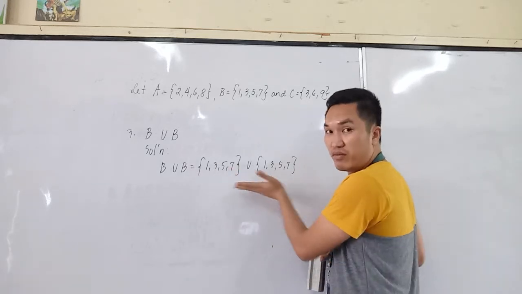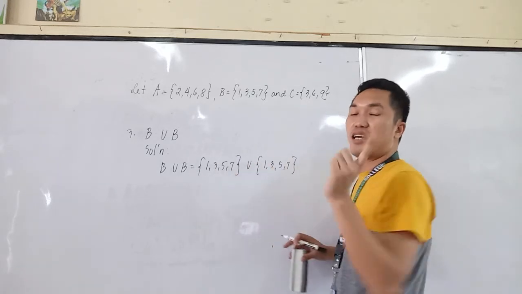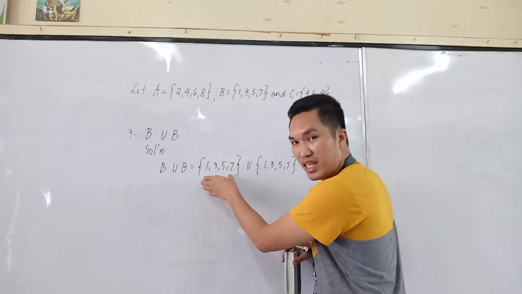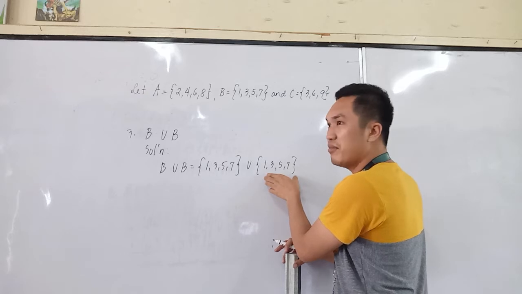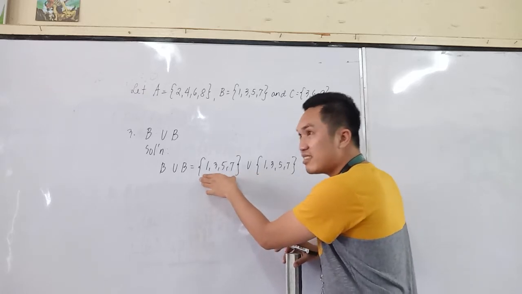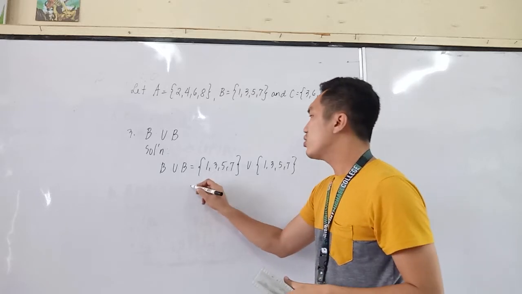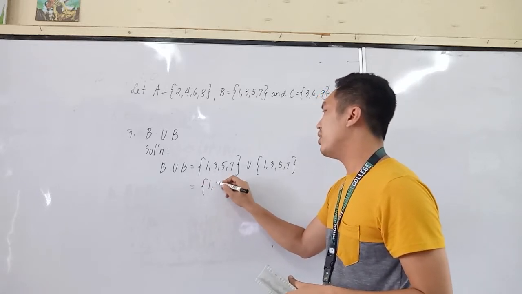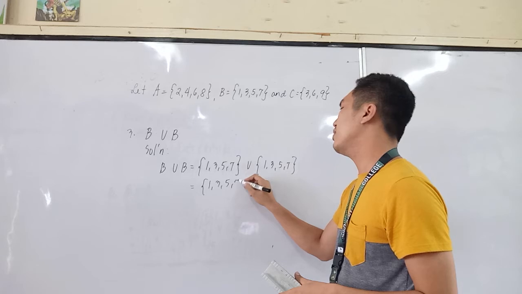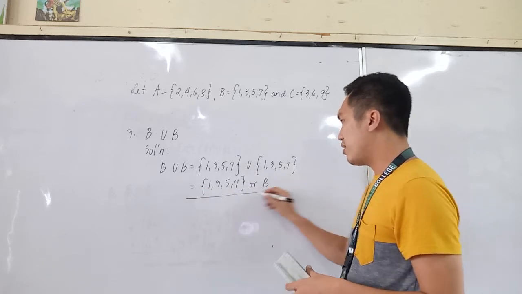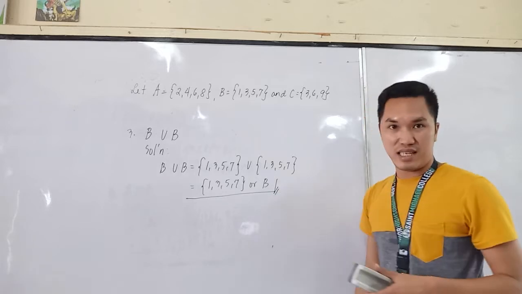So, what have you observed here? Yes, right. They have the same elements, meaning they are identical sets. So our answer is 1, 3, 5, 7, or simply set B. Therefore, the answer is the same set.